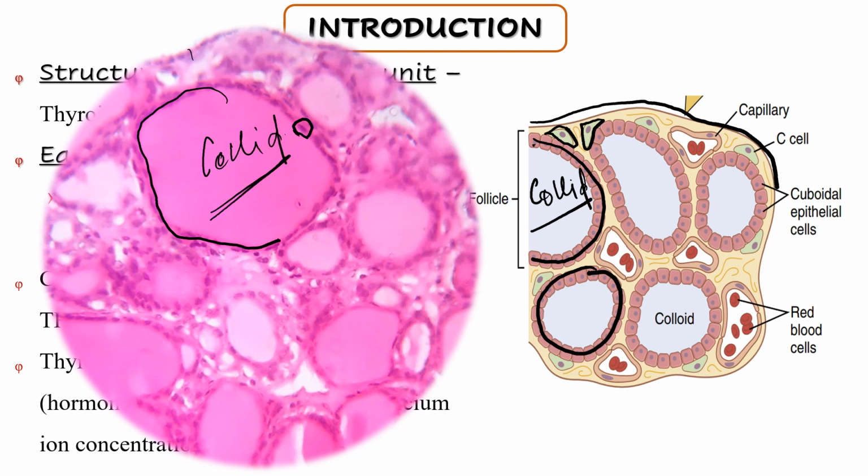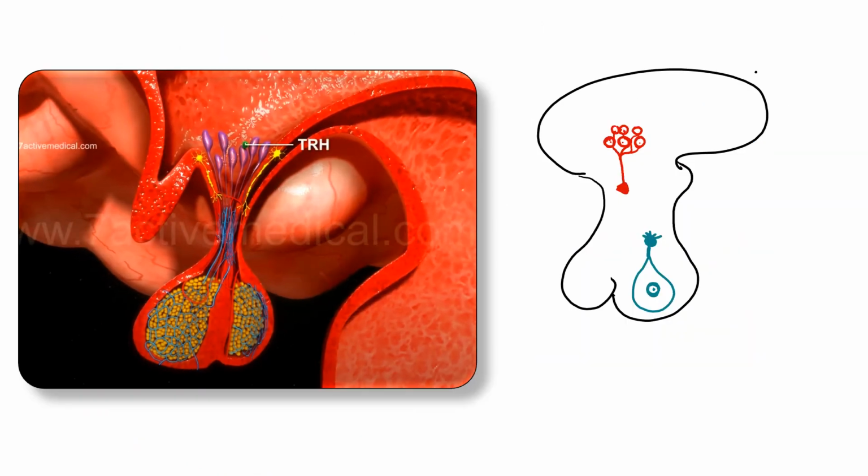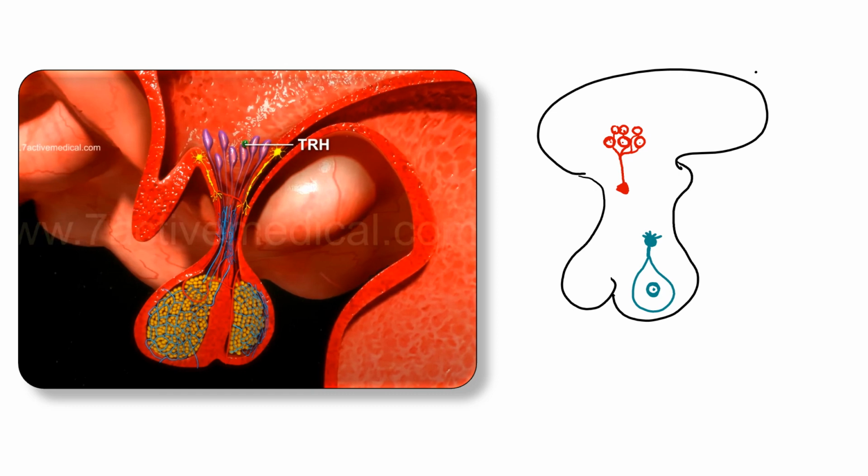The space between the two follicles, this is one follicle, this is another follicle, this is another follicle. So the space between the two follicles is what we call as interstitium, which contains your red blood cells. Okay. So we are going to study about the steps of thyroid synthesis in a while.